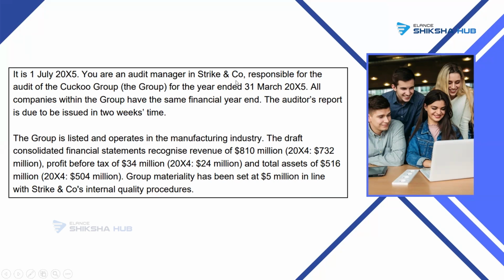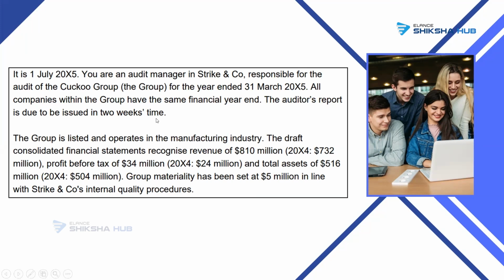Okay. It is 1st July. You are the audit manager in Strike & Co. That is your audit firm responsible for the audit of Cuckoo Group. That is your audit client for the year ended. So this is my year end. All the companies within the group have the same financial year end. Okay. So things have become easier for us. There is no difference in the financial year end.